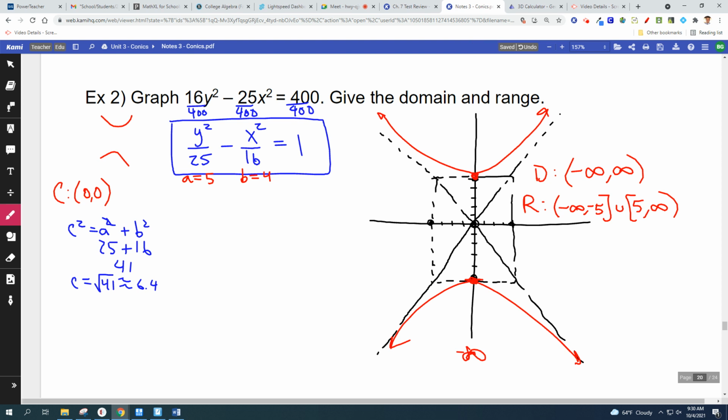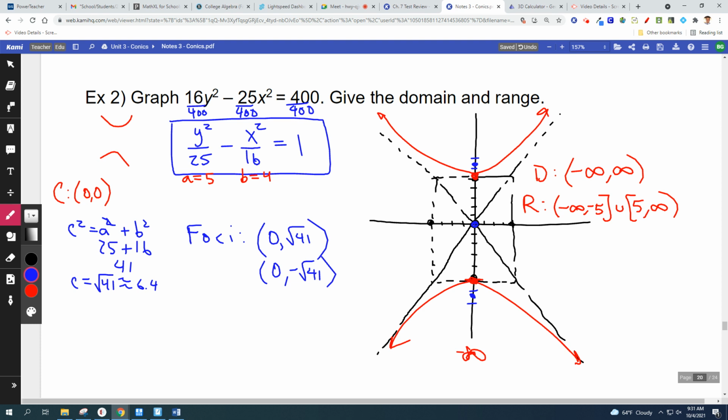So we go 6.4. 1, 2, 3, 4, 5, 6, 7. There's 6.4 right there, about right there. So you look at those focus points, and you're changing the y value of the vertex. The x value is still 0, but the y value, if you go up, is square root of 41. Yes, I realize we know what 6.4 means a lot better, but to write the exact number, you went up exactly square root of 41, or you went down exactly square root of 41. Those are the coordinates of the two focus points, the foci.